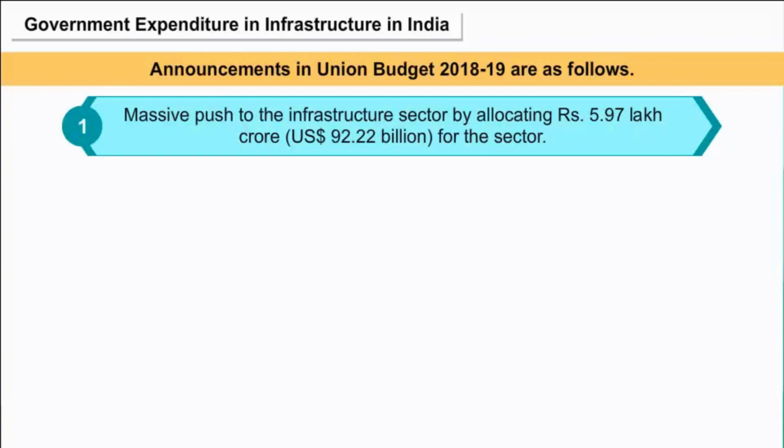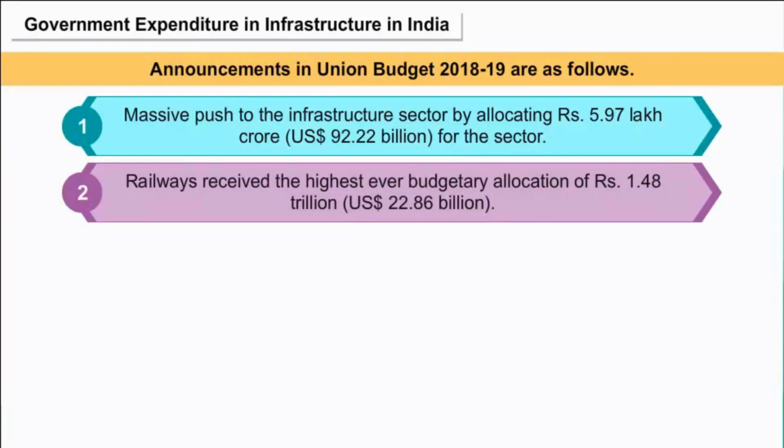Massive push to the infrastructure sector by allocating rupees 5.97 lakh crores, US dollars 92.22 billion for the sector. Railways received the highest ever budgetary allocation of rupees 1.48 trillion, that is, US dollars 22.86 billion.